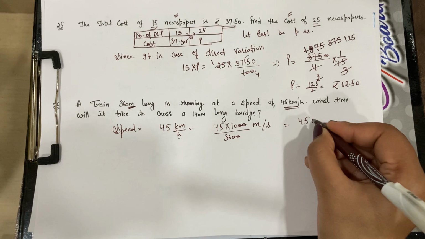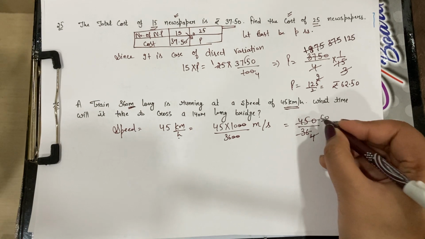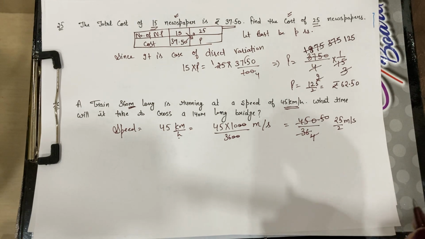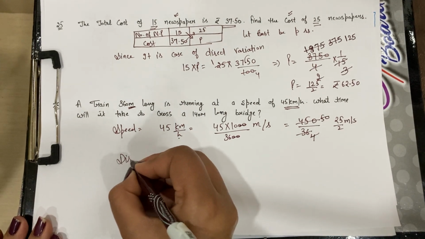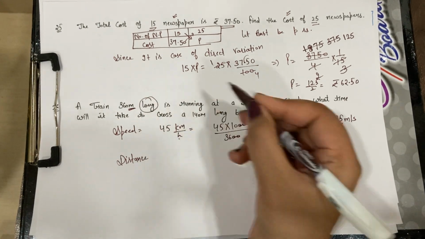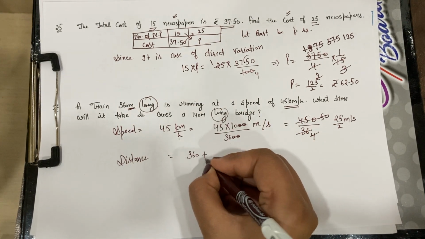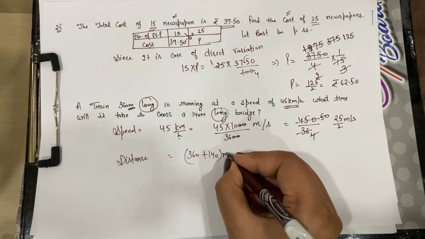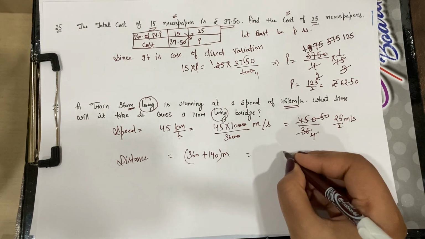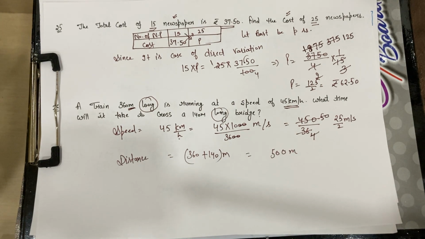We are left with 45 into 1000 upon 3600, on the table of 9. That is 25 upon 2 meter per second. This is our speed. Now, what about distance? Students, see carefully. Whenever the word long is used, how many times is the word long used? Add both the numbers, 360 plus 140. That will be your total distance. However many times the word long comes, add them. That will be used as distance. So the distance is 500 meters.